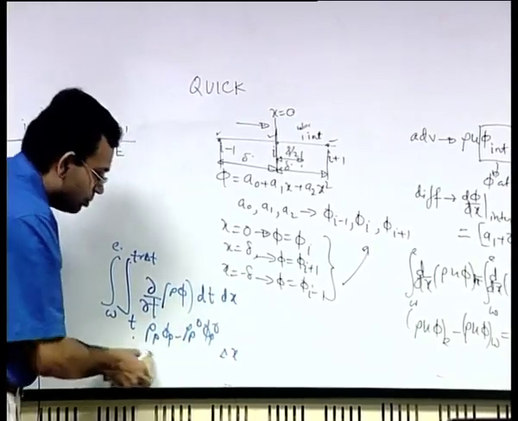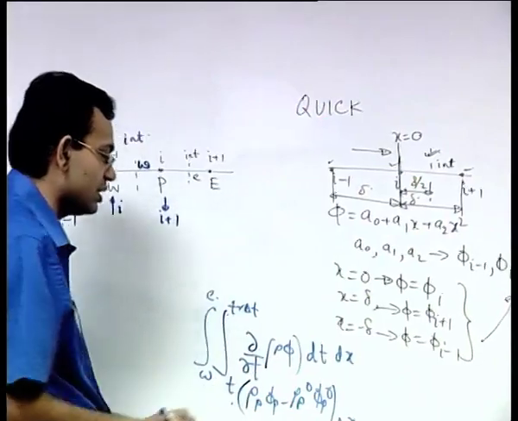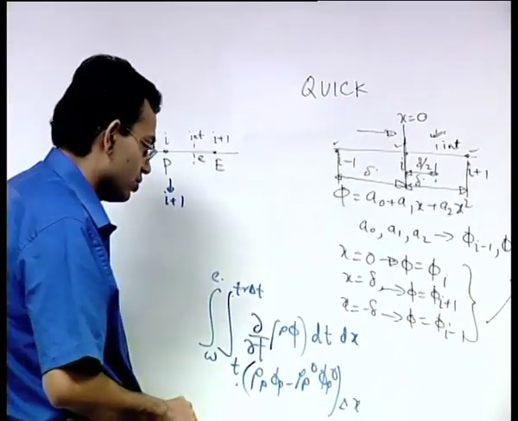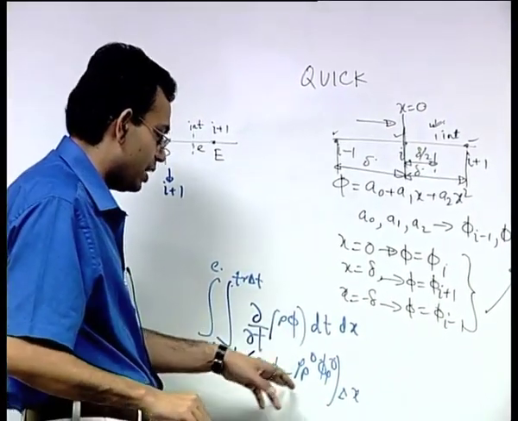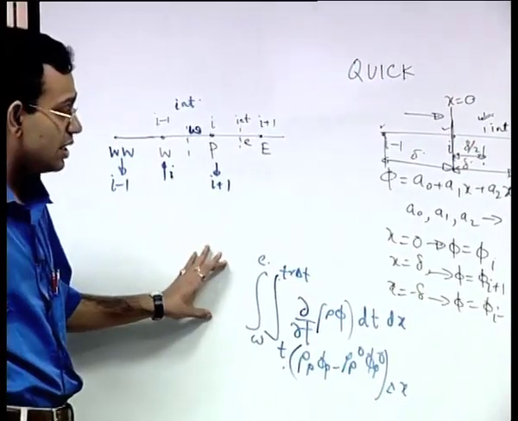By delta t will come if you divide both the right hand side and left hand side by delta t. Let us not do that at this stage and do it straightforward. So rho p phi p minus rho p naught phi p naught times delta x. So this is the transient term.